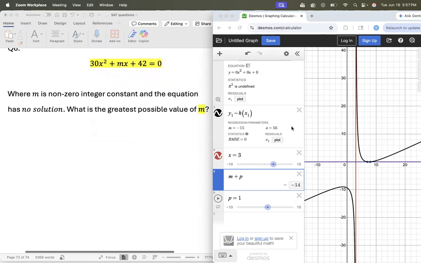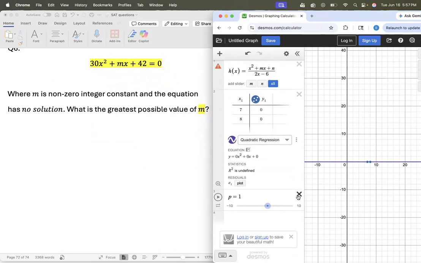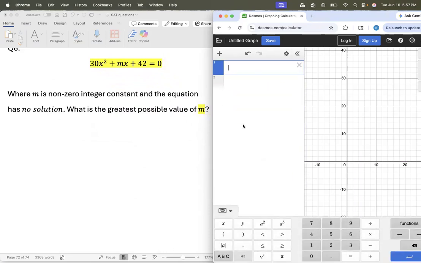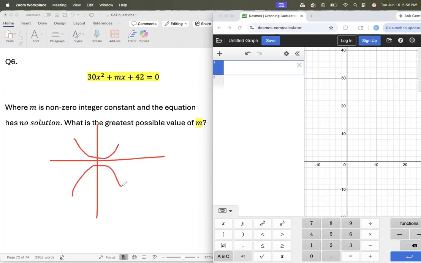The next question is also my favorite. This is basic. If you learn this, every hard regression question becomes easy. You've been given this quadratic equation where m is a non-zero integer. That means it has to be a whole number. And the equation has no solution. We've talked about it. A quadratic equation that has no solution means it should not touch the x-axis, whether up or down, which is y is equal to 0. It can get closer, but it should not touch it.